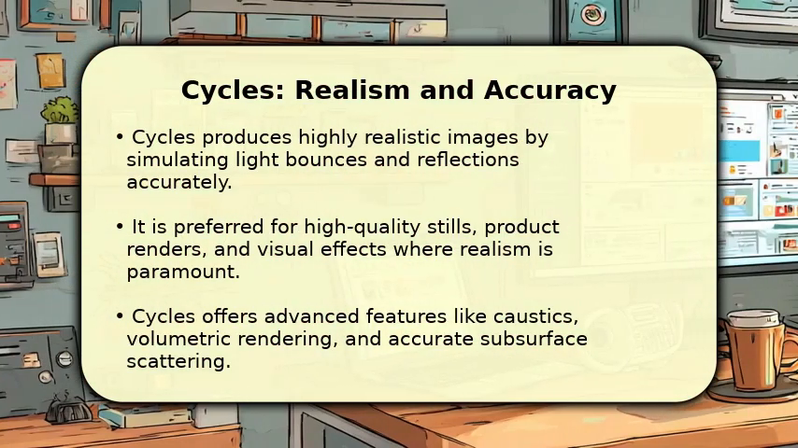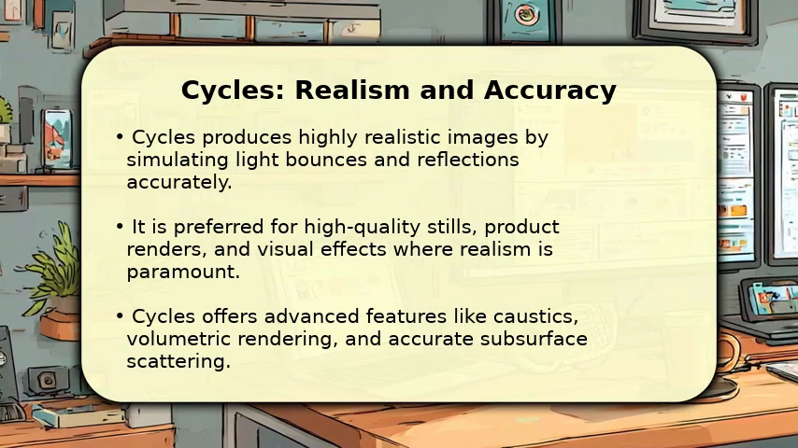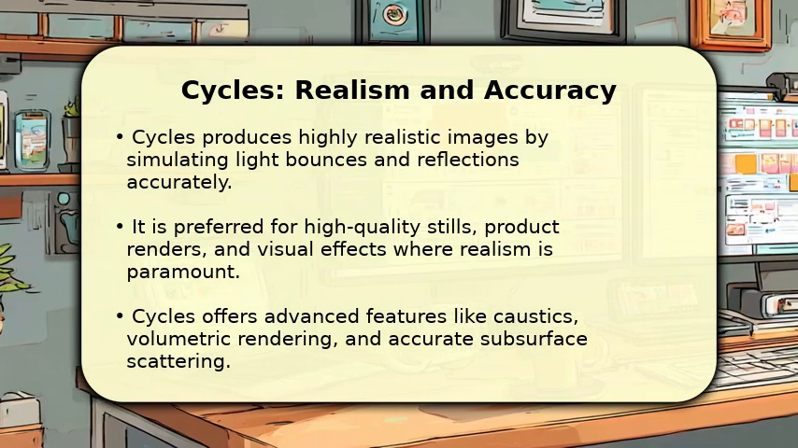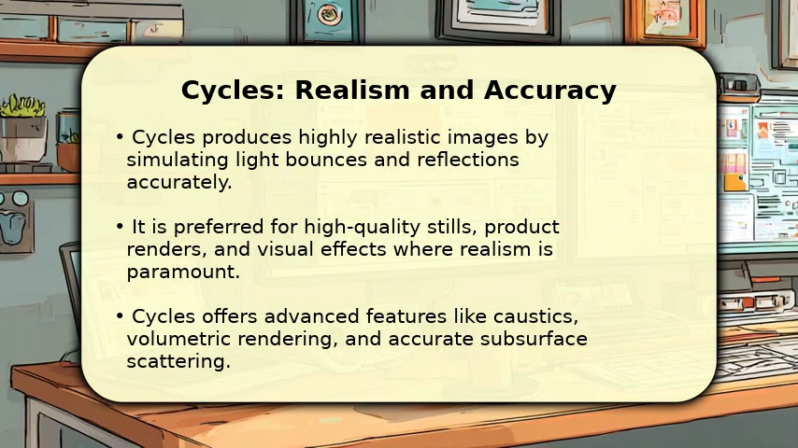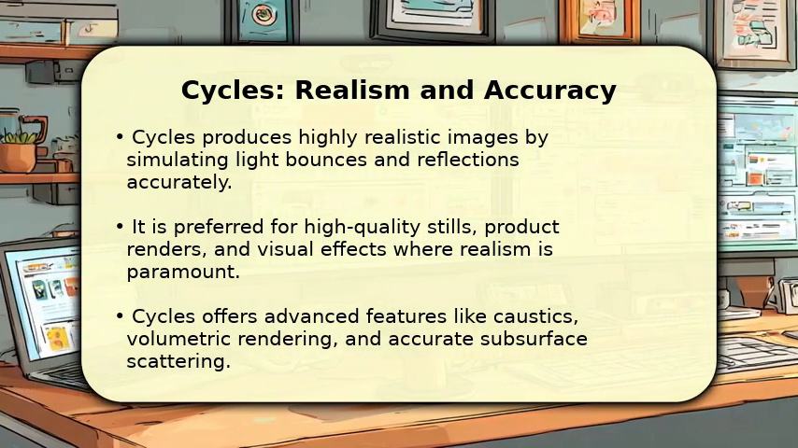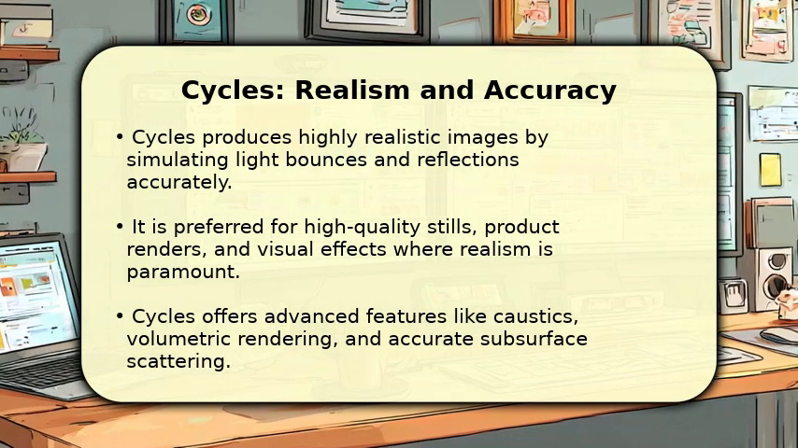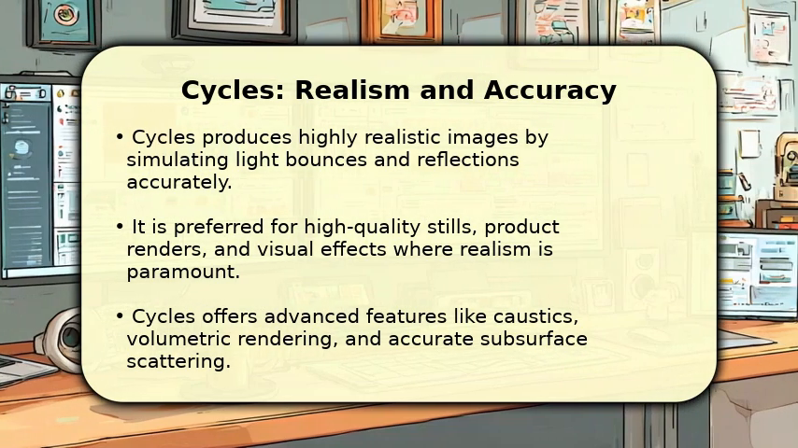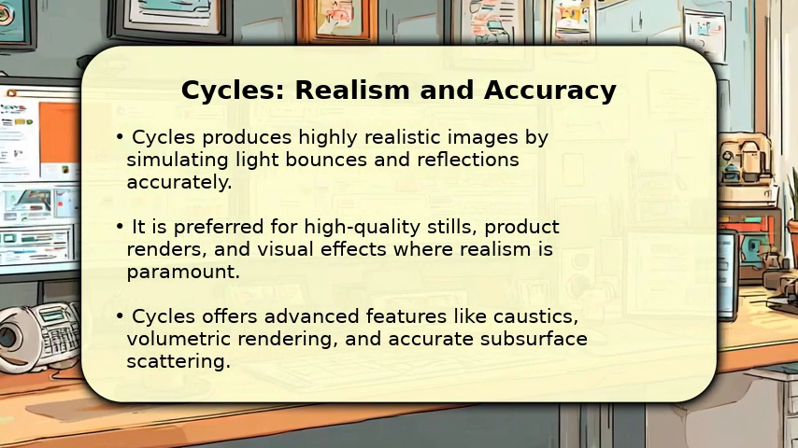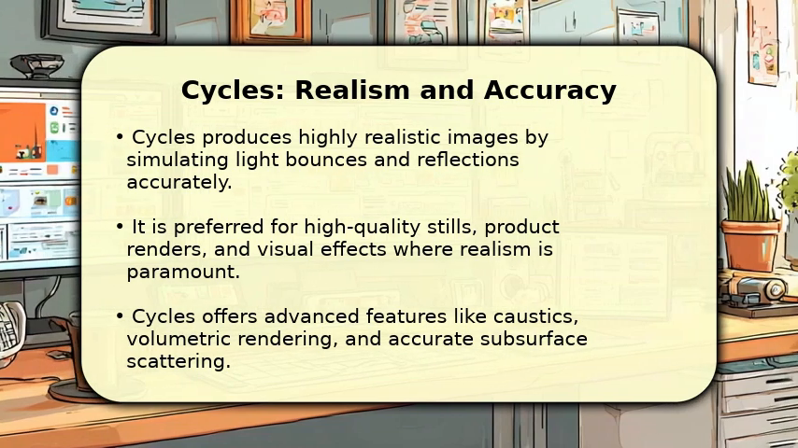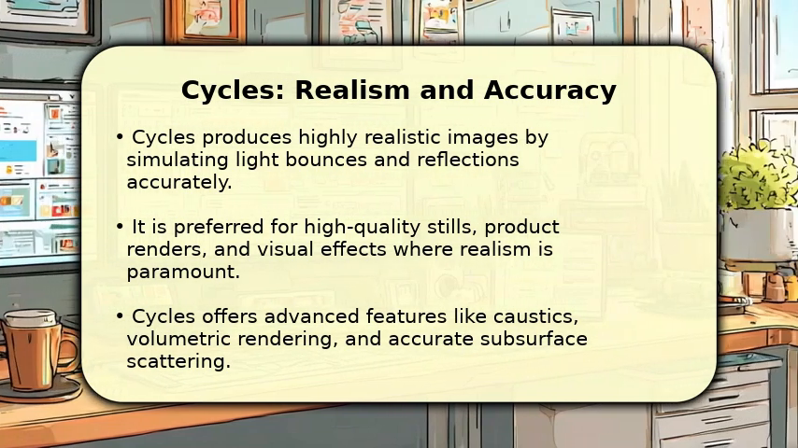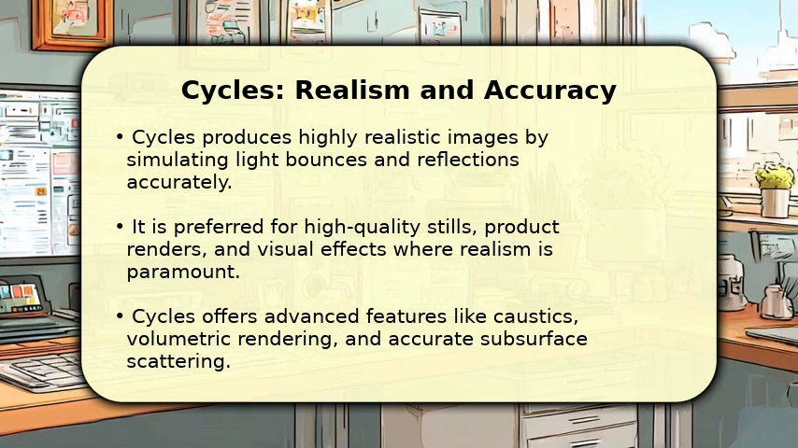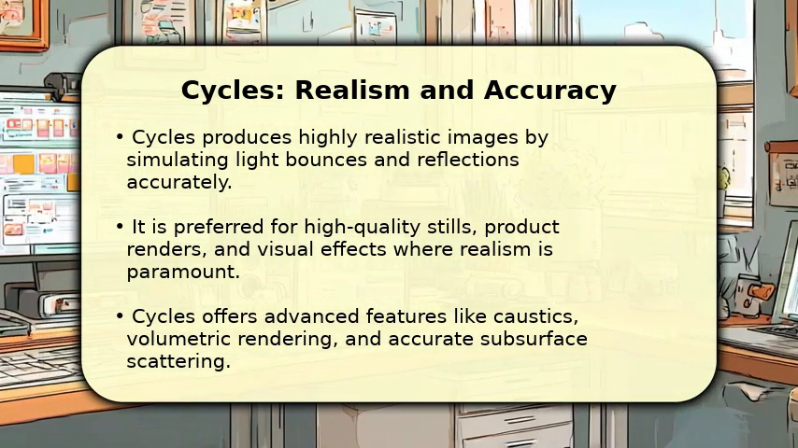Cycles is the go-to engine for achieving unparalleled photorealism and precise light simulation. It meticulously calculates light bounces, reflections, and refractions, delivering incredibly accurate and lifelike images. Ideal for high-quality product renders, visual effects, and detailed architectural visualizations, Cycles supports advanced features like caustics, volumetric effects, and accurate subsurface scattering. While slower, its commitment to physical accuracy produces truly stunning and believable results.